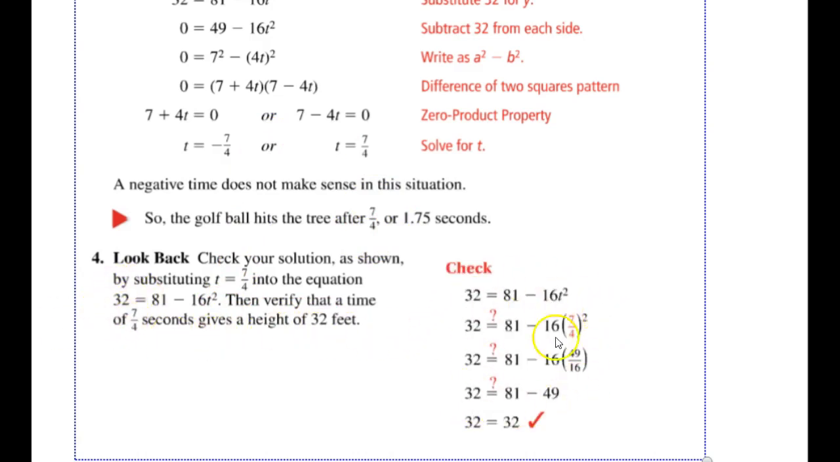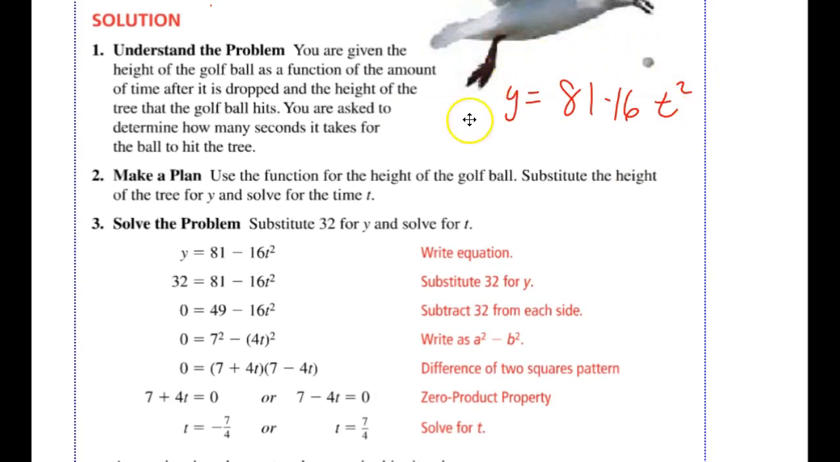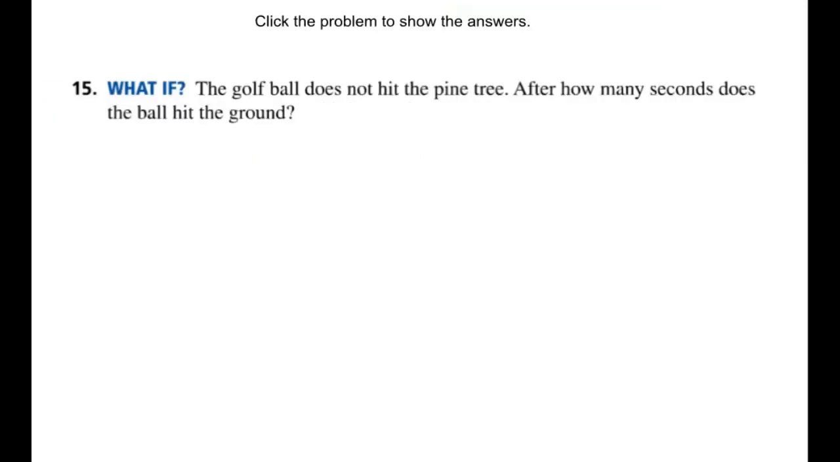So here's just the checking of what we were doing. All we really did was, we were given this equation. This is not something you're going to have to come up with, and we have to figure out how long it takes for the ball to hit the tree. So I know what the y value is, and I substitute that and see what I get. So try this one. What if the ball does not hit the tree? After how many seconds does it hit the ground? The first thing you have to do is figure out what your y value is when the ball hits the ground. And then from there you can figure out how long it takes.